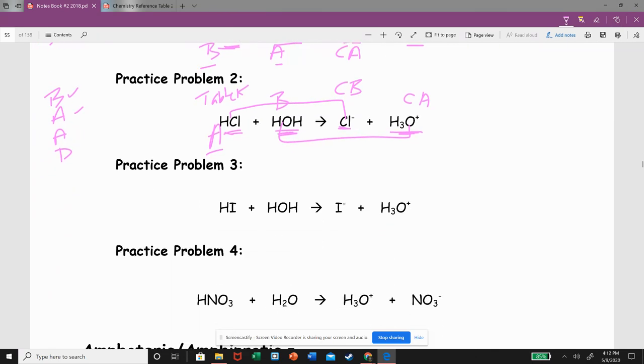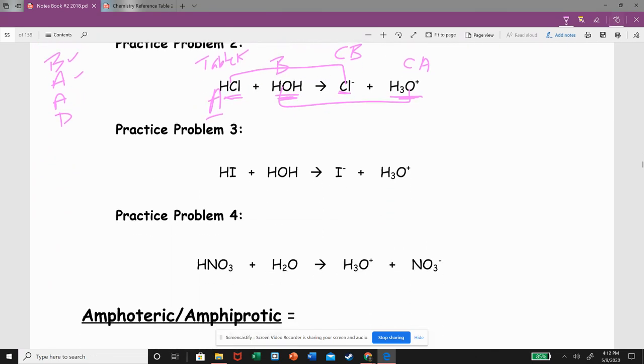Let's try another one. All right. My suggestion would be for you to pause the video, and I would like you to try problem number 3. I would like you to see which one in problem number 3 is the acid, and then which one is the base. Okay, so problem number 3. So which one is the acid? Which one is the base?